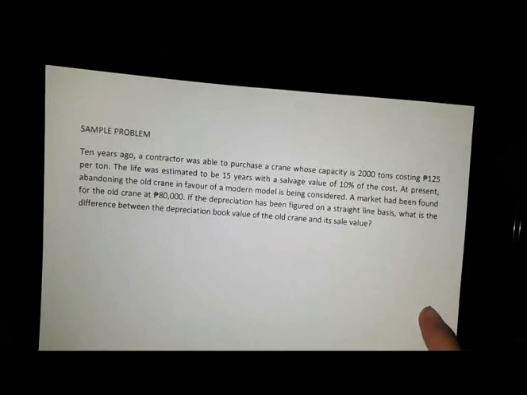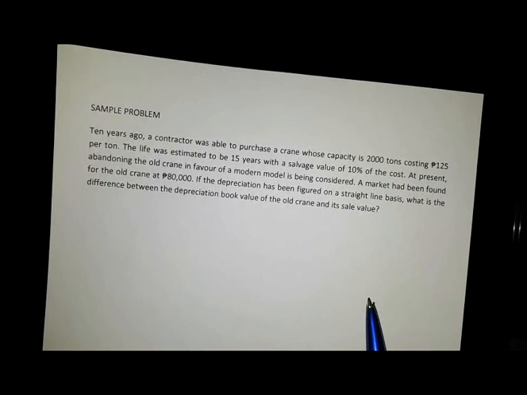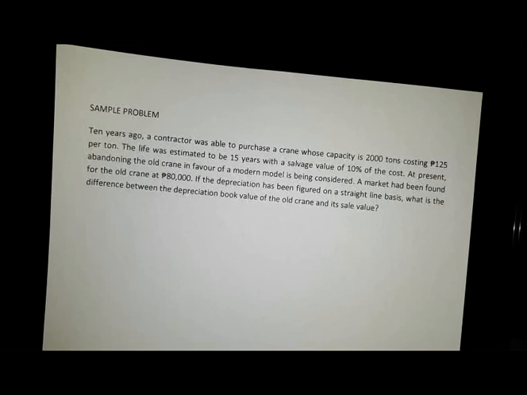10 years ago, a contractor was able to purchase a crane whose capacity is 2,000 tons, costing 125 pesos per ton. The life was estimated to be 15 years with a salvage value of 10% of the cost. At present, abandoning the old crane in favor of a modern model is being considered. A market had been found for the old crane at 80,000 pesos. If the depreciation has been figured on a straight line basis, what is the difference between the depreciated book value of the old crane and its sale value?